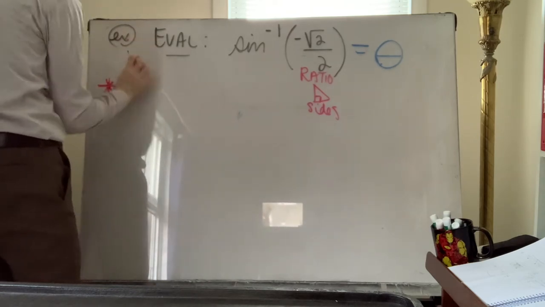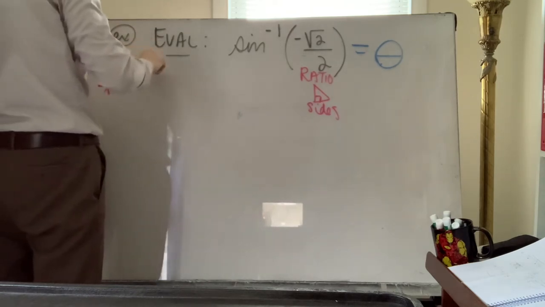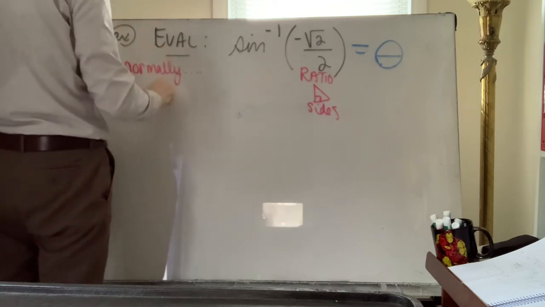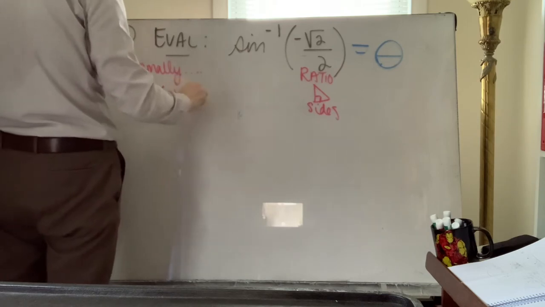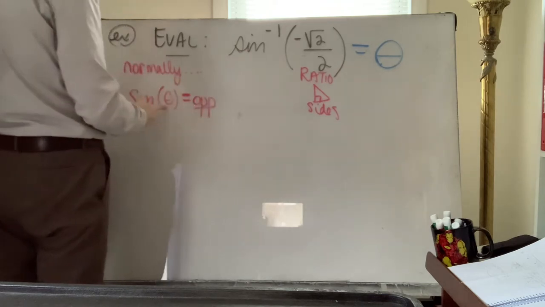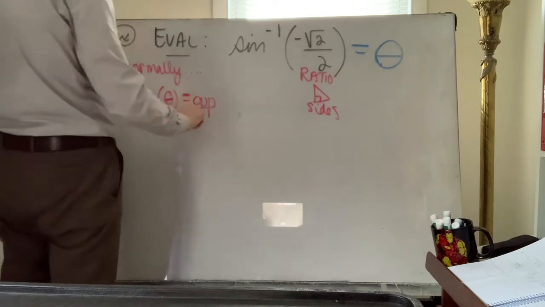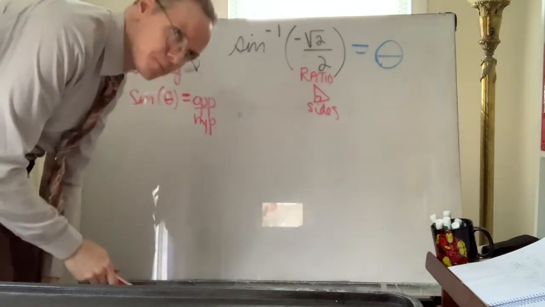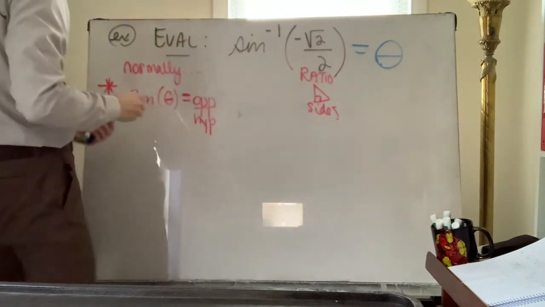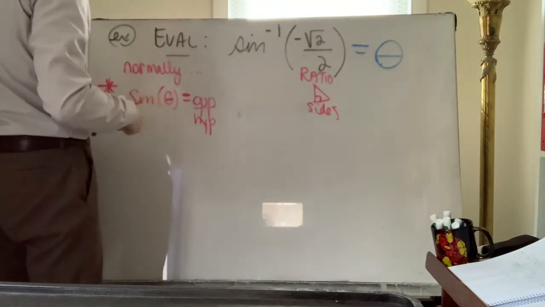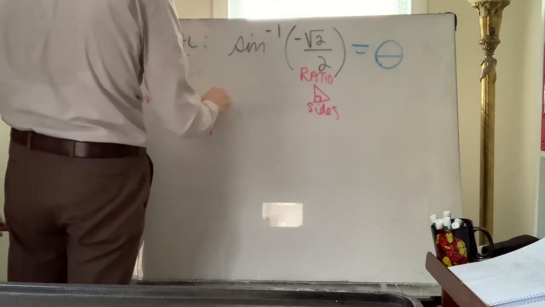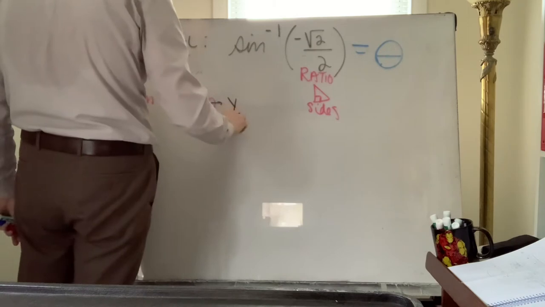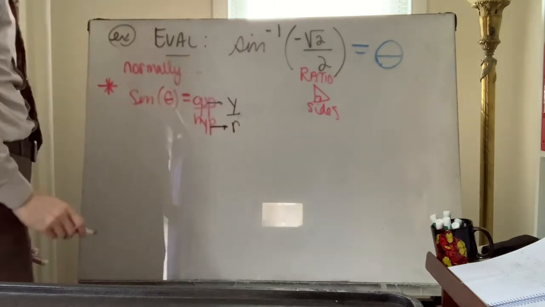Normally, if you have the sine of theta, this is the relationship of the opposite, in relation to the angle, over the hypotenuse. In the context of a unit circle, we think of this opposite as being a y value, and this hypotenuse as being an r value, the actual radius.